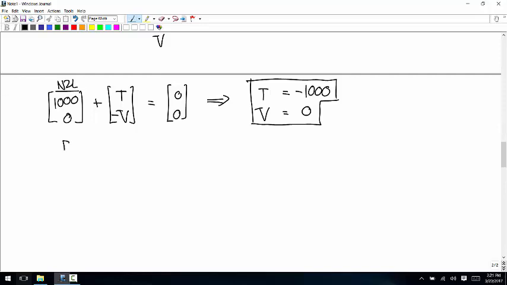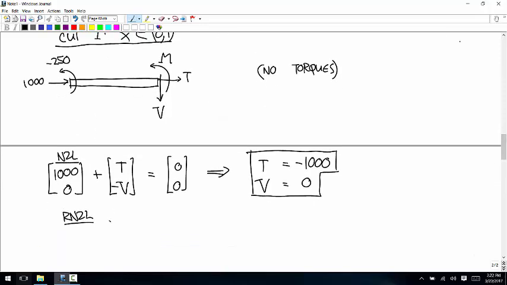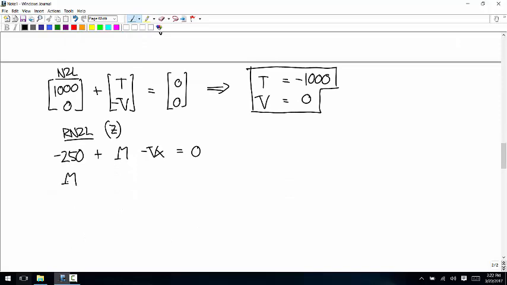And then the moment equation. This is about the z-axis. It says negative 250 plus m minus vx is equal to zero. So m is equal to 250 plus vx, which is 0x. And so m is equal to positive 250.